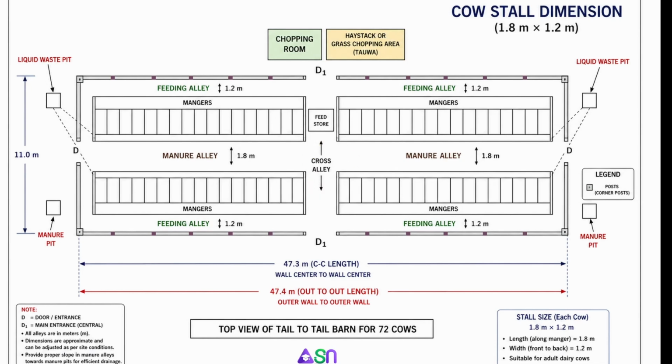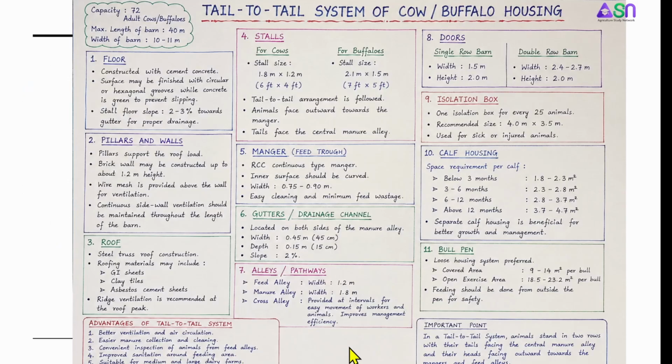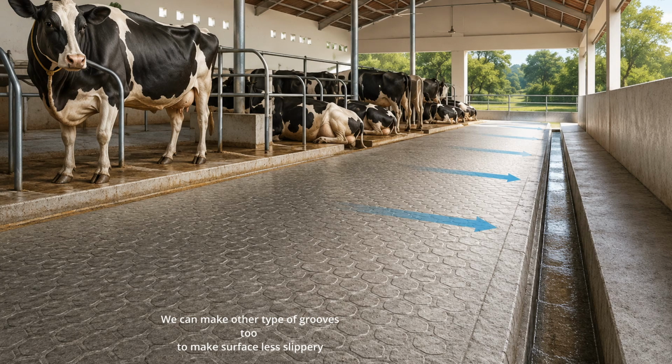Here we have taken the recommended capacity of the barn design as 72 adult cows. The maximum barn length is approximately 40 meters, or slightly more in case we have more land, while the overall width ranges from 10 to 11 meters and sometimes varies slightly within these values. The floor of the barn is constructed using cement concrete or sometimes first class brickwork to prevent slipping. The surface may be finished with circular or hexagonal grooves while the concrete is still green.